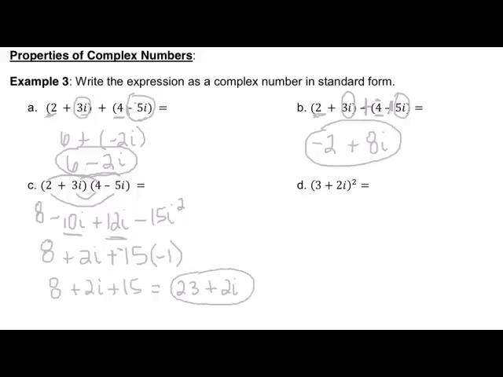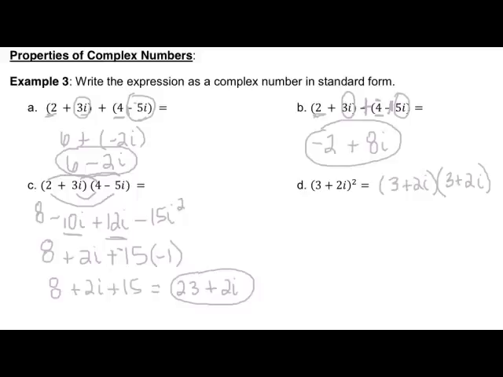So our final answer is 23 plus 2i. Once we have distributed or multiplied out, make sure that you combine like terms. And if we have any power of i, we have to make sure that we simplify that as well. For part D, I want you to look at this for a second. We have 3 plus 2i quantity squared. Remember when we square something, for instance, if we have x squared, it's the same as saying x times x. So we're multiplying the same thing twice. So this is the same as saying 3 plus 2i times 3 plus 2i.